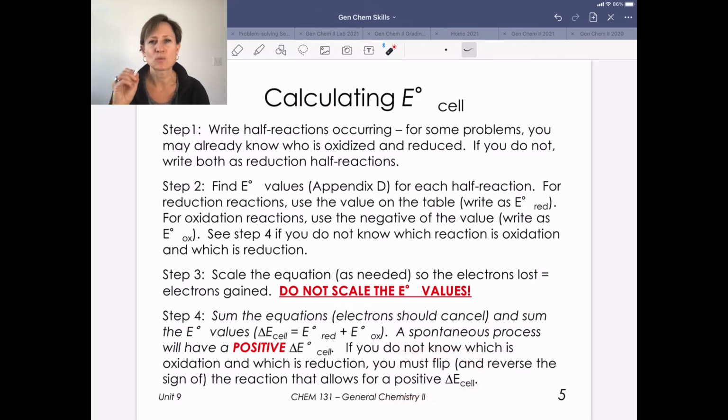A spontaneous reaction has a positive Ecell. This is different from delta G. Delta G, if it was spontaneous, was negative. Delta E, if it's spontaneous, is positive. That's an important thing we need to make sure that we remember. Delta E is positive for a spontaneous redox process.